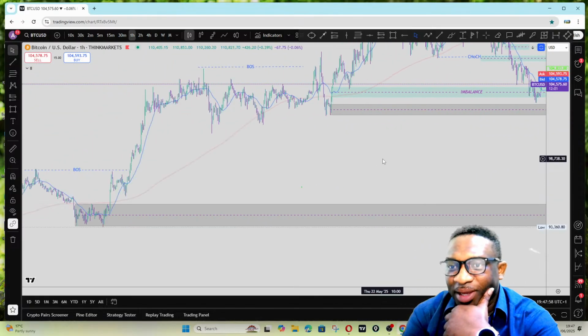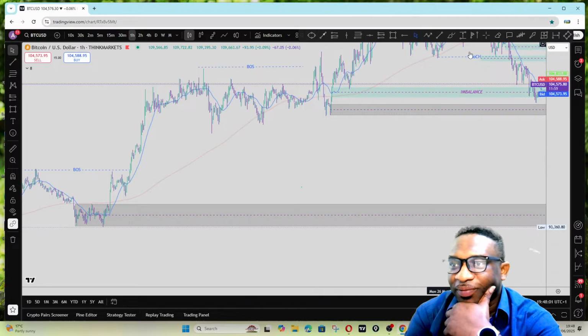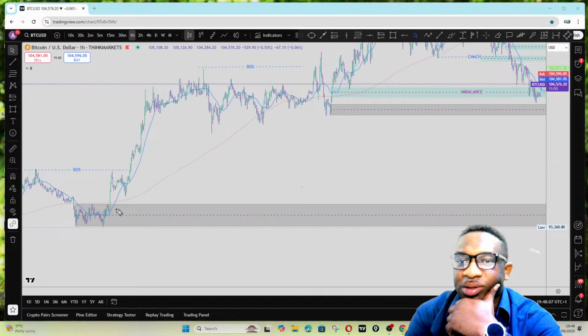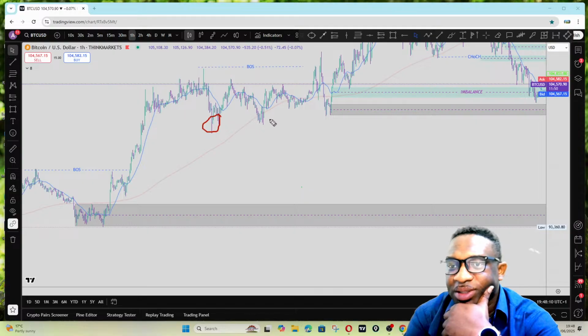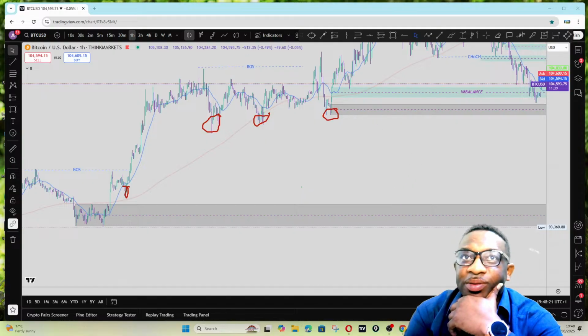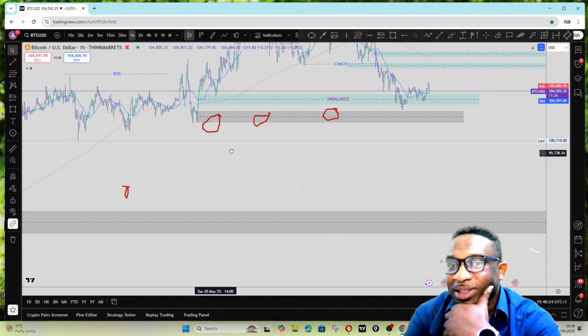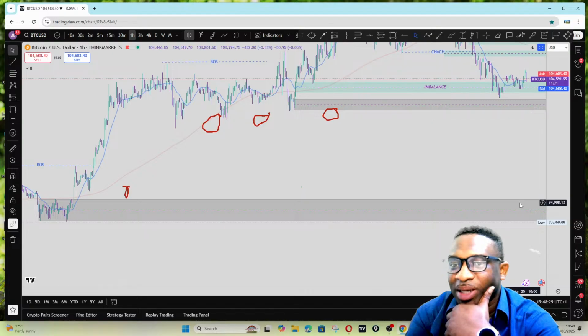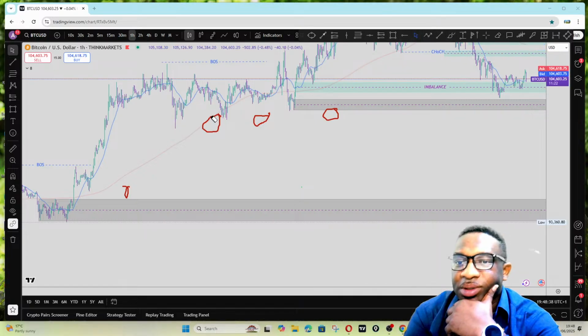But the thing we have here is so many areas of liquidity. Area of liquidity, area of liquidity, area of liquidity, and there's this demand area here. So from what I can see here, there's a high probability of price trading back down here to clear all these liquidity areas as it draws it to those levels.